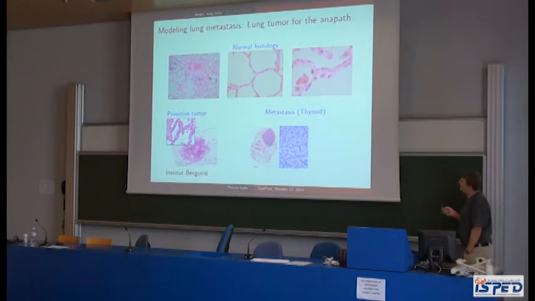So for the example of the metastasis to the lung, what will be the information I will put in my PDE model? So I give you some pictures coming from the anapath from Vermonier. It's a normal histology of a lung, at a different scale, it's just a zoom here. And there are two lesions in the lung. The first one corresponds to a primary tumor.